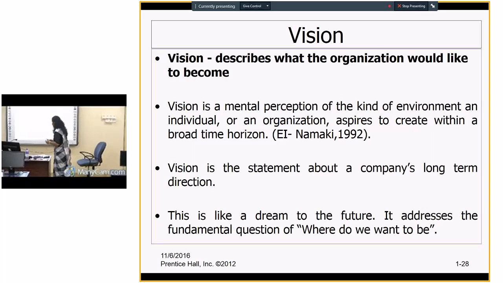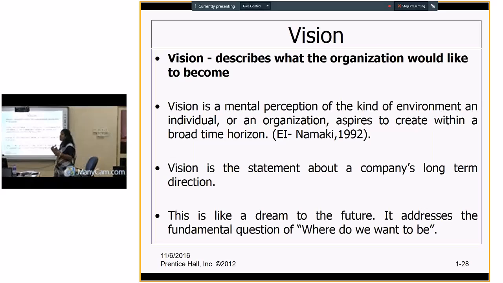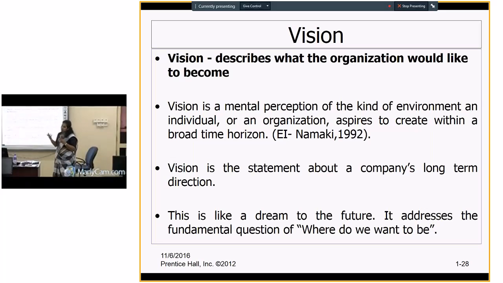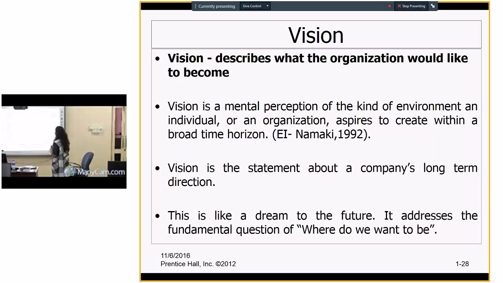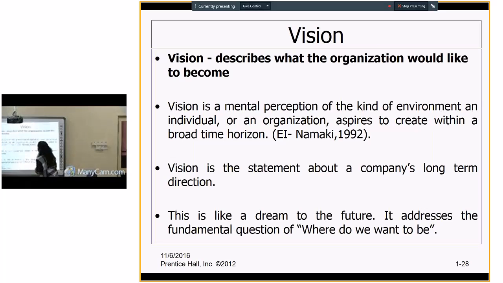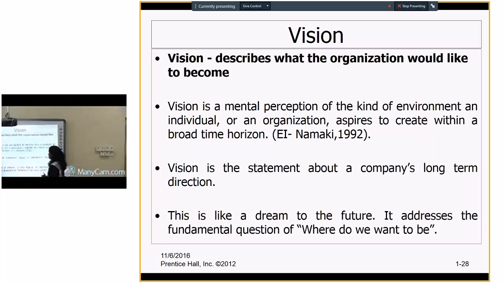Yes, as we discussed, it is a mental picture because it's like a dream. We don't know whether we are able to achieve it or not. So vision describes what the organization would like to become. Vision is a mental perception of the kind of environment an individual or an organization aspires to create within a broad time horizon. That's why I told you it might go on in a long-lasting manner, in the very long-term purview. Therefore, it's like a mental perception.